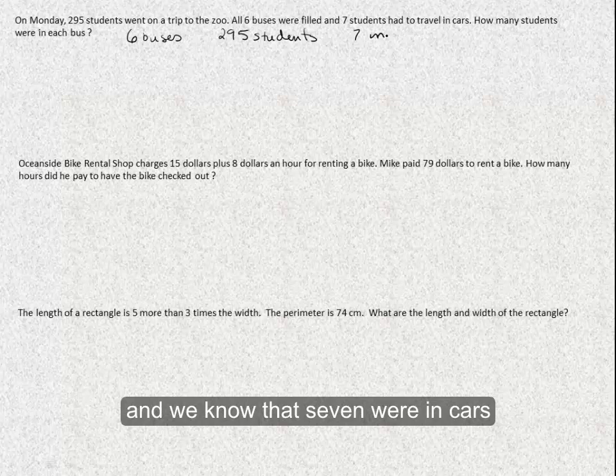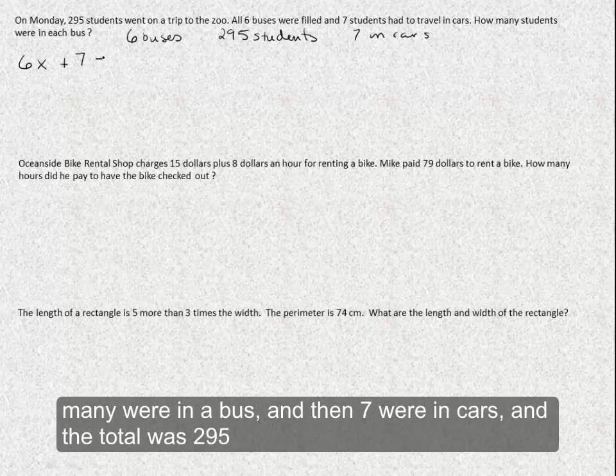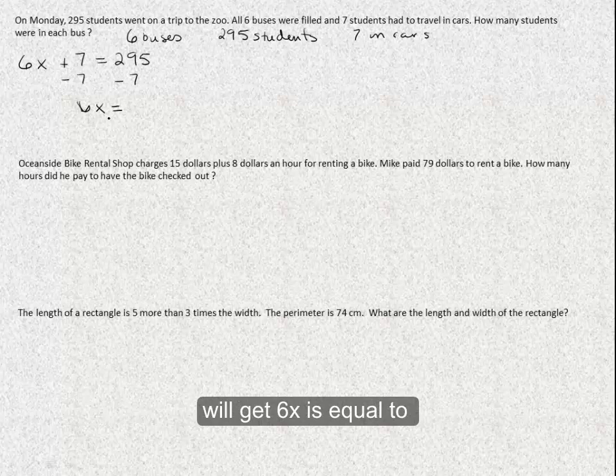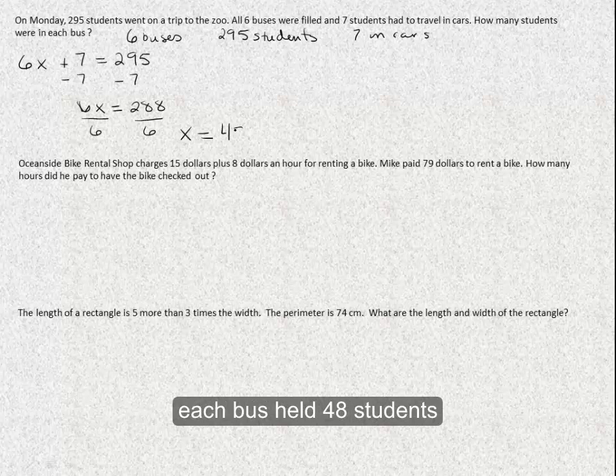And we know that 7 were in cars. Okay, and we want to know how many students were in each bus. Well, if we take 6 and multiply it by an unknown number of students, that'll tell us how many were in a bus. And then 7 were in cars, and the total was 295. So we can subtract 7 from each side, and we'll get 6x is equal to 288. Divide both sides by 6 to find out that each bus held 48 students.